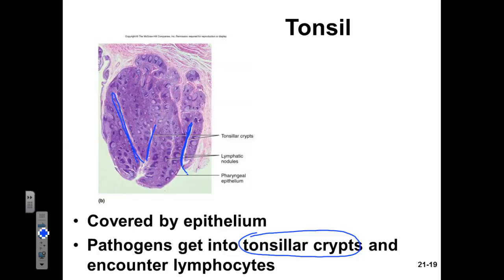We're also going to have high concentrations of lymphocytes in our tonsillar crypts. So these lymphocytes are the T cells and the B cells. These are going to be the cells that help activate the immune system. More on those when we get to physiology. A lot more on those when we get to physiology.